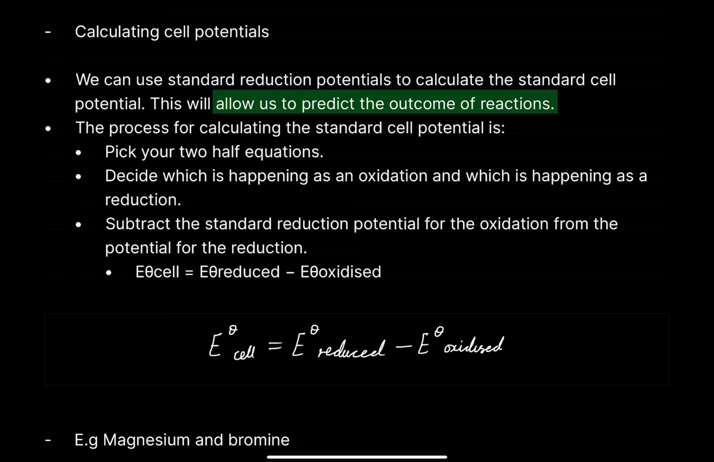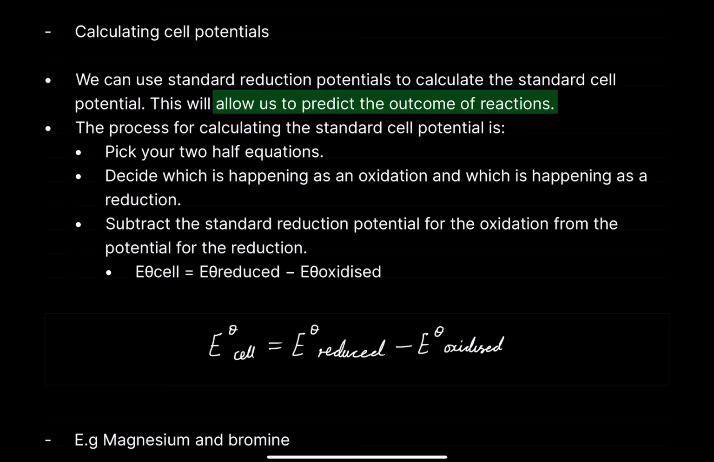That's something I probably highlighted in my last video, but I can say it again. Once we know that, that in itself is enough to tell us which way the reaction goes. But if you're uncertain about that, you can work out the cell potential, and that will determine whether or not the reaction is feasible. So you pick two half equations, and I can go through an example at the end. Back to that question again, we can decide which is happening as an oxidation and which as a reduction.